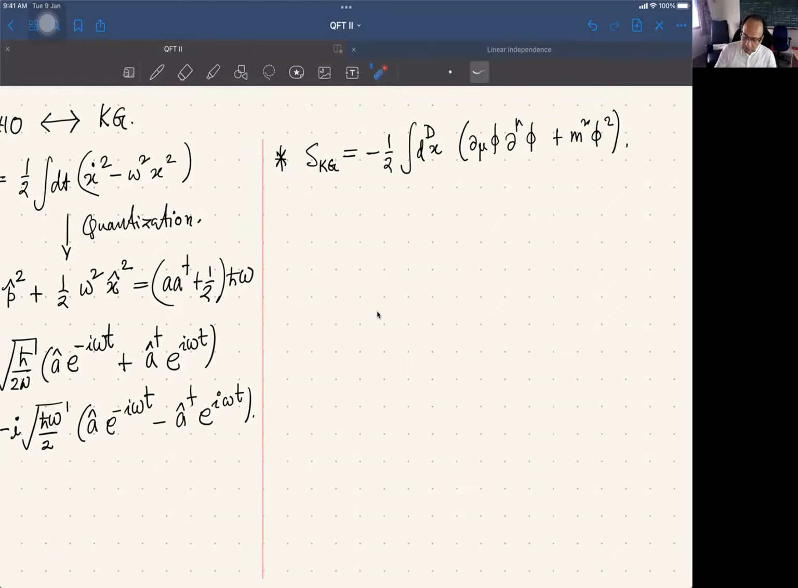Then you have minus gradient phi square, so that is del i phi del i phi. So minus half gradient phi square minus m square phi square. So half times gradient phi square plus m square phi square is analogous to this, right? Omega square x square. Now you do quantization.